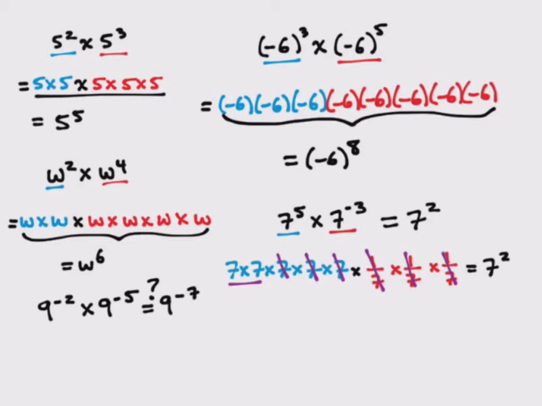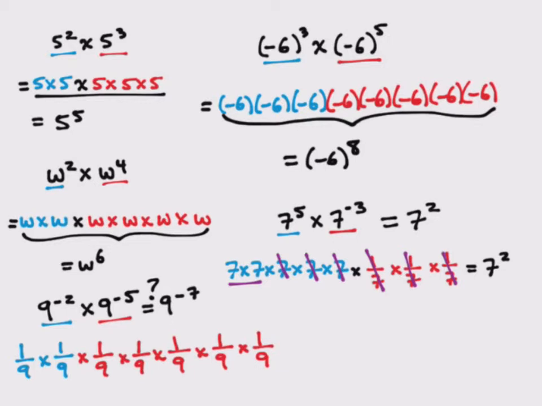Well, 9 to the negative second power is the same thing as 1/9 times 1/9. And 9 to the negative fifth power is the same thing as 1/9 times 1/9 times 1/9 times 1/9 times 1/9.